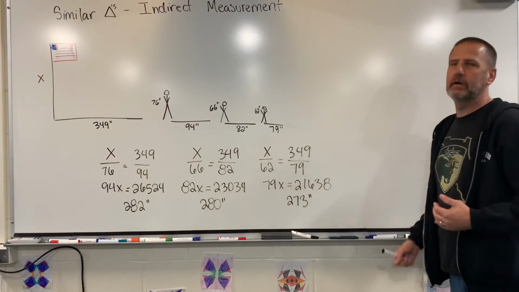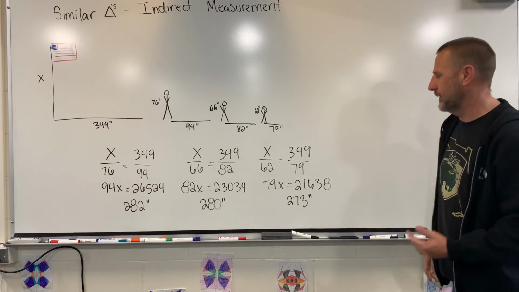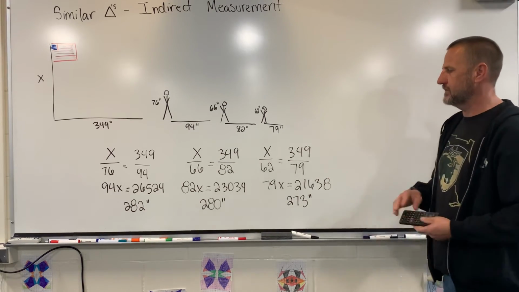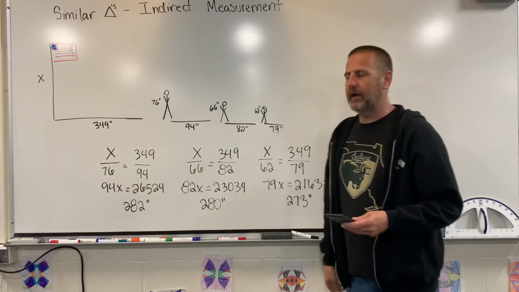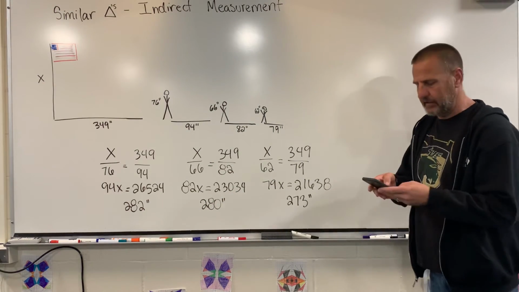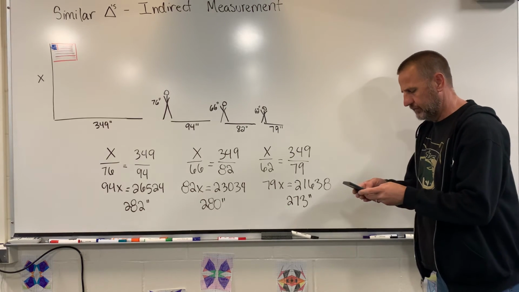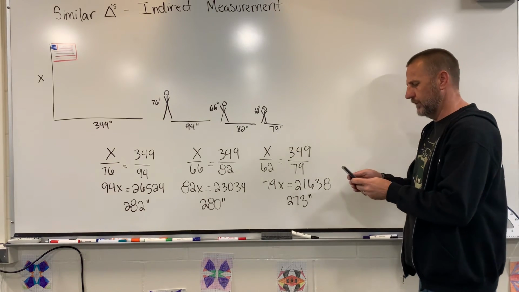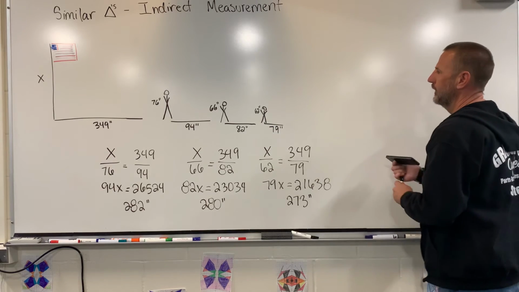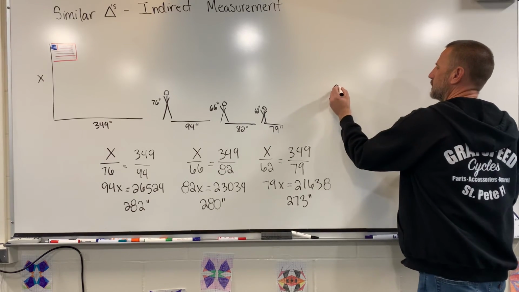But either way, even with a rough estimate, I can figure out that in all 3 cases, it looks like our flagpole is roughly around 280 inches. And if I was to convert that 280 inches into feet, because there are 12 inches in a foot, it shows that our flagpole is approximately 23 feet.